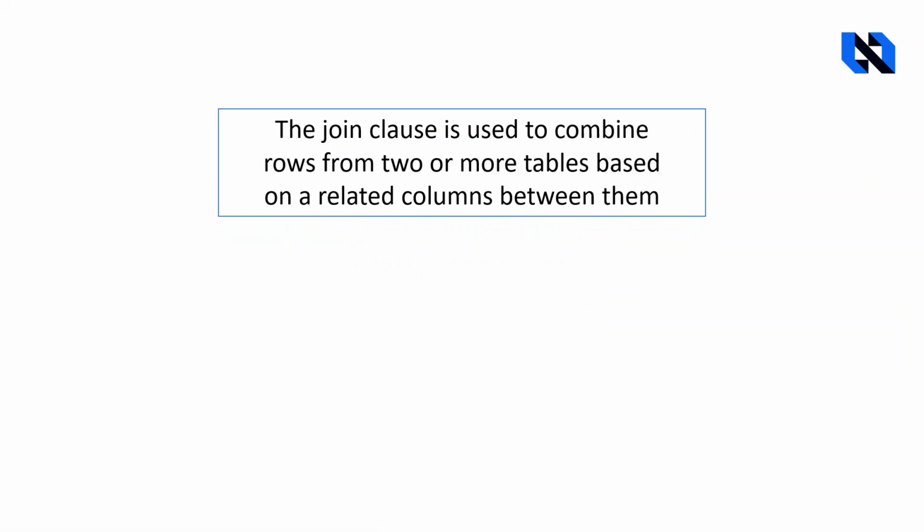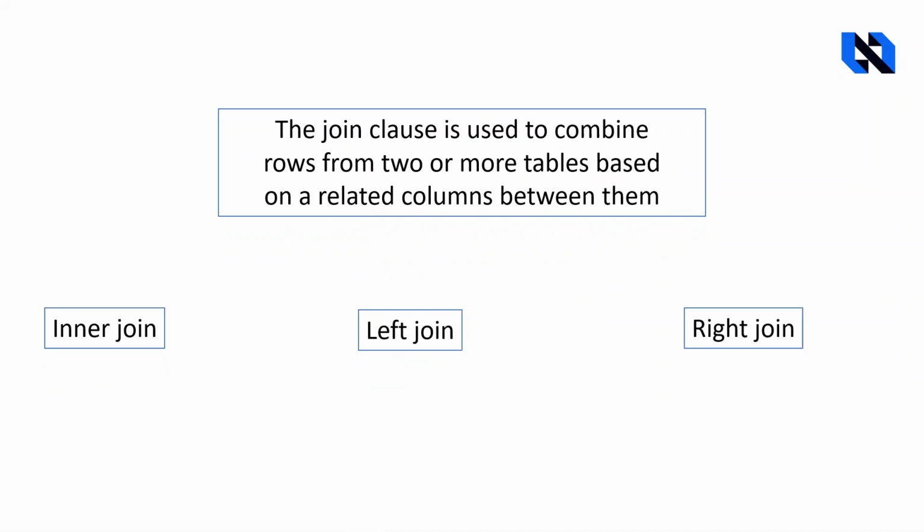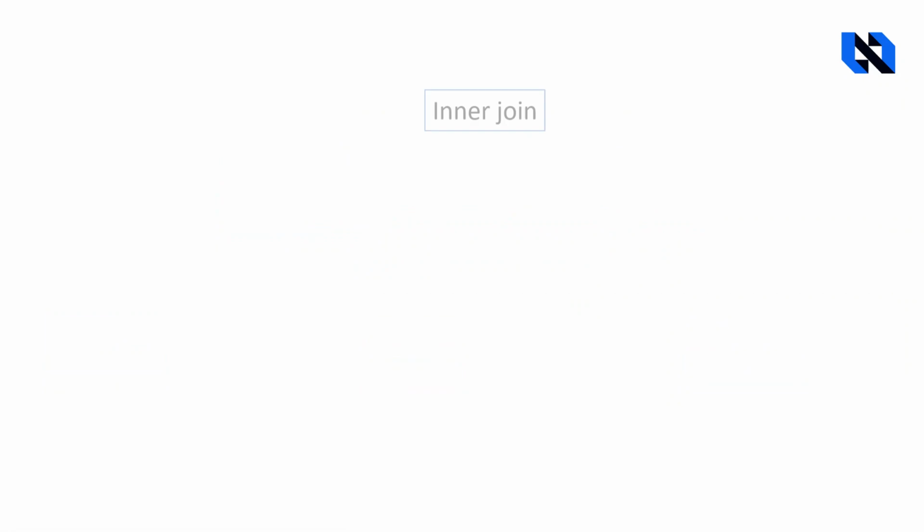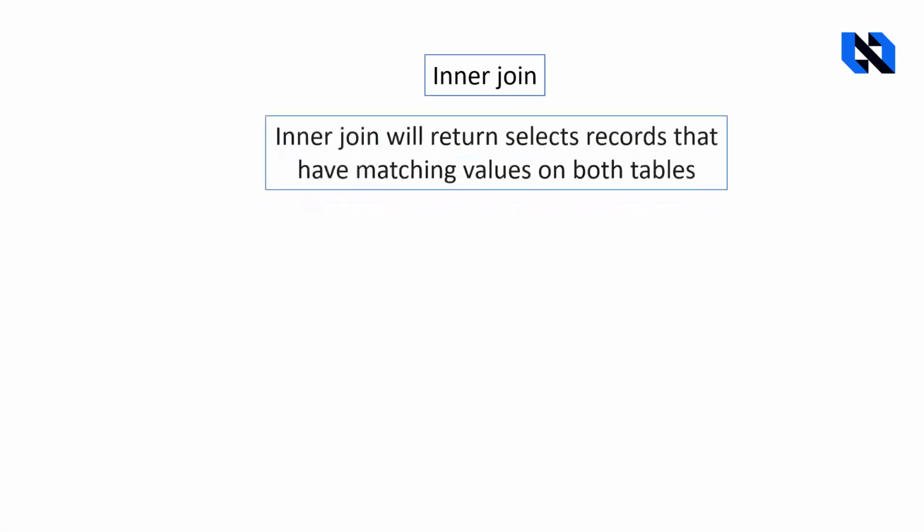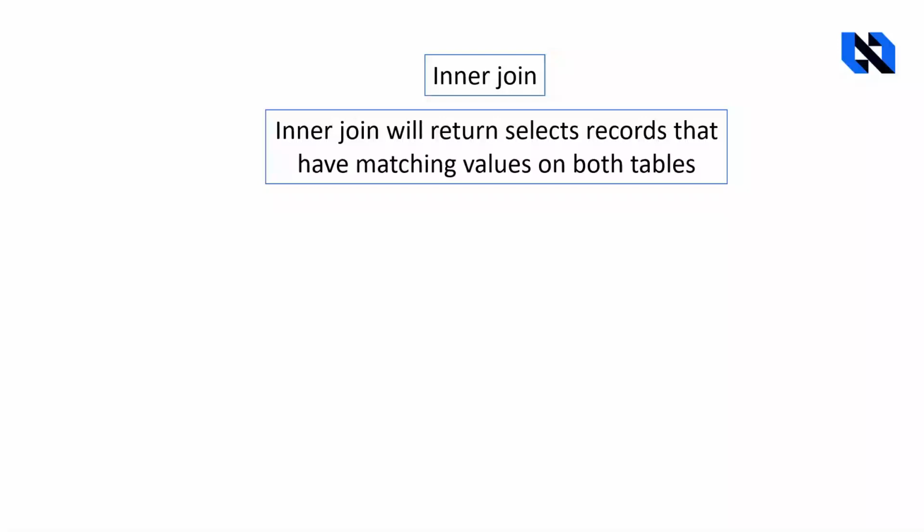In this module, we are going to be looking at the various kinds of joins like your inner join, your left join, and the right join. Now, let's look at the inner join. The inner join will return selected records that have matching values on both tables.